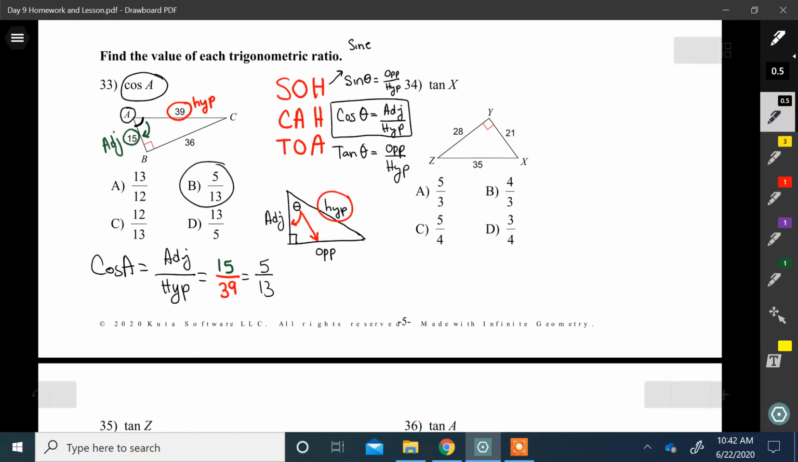Okay, so we are going to use this idea of SOHCAHTOA to find that trigonometric ratio. And then on the next lesson, we are going to talk a little bit more about it. And I'm just really hoping that you have seen this before and you're not doing this for the first time.